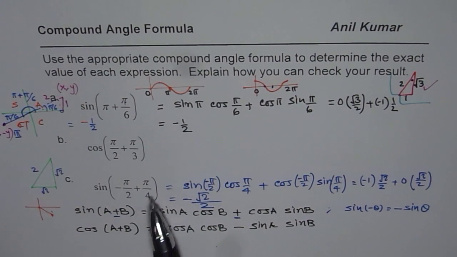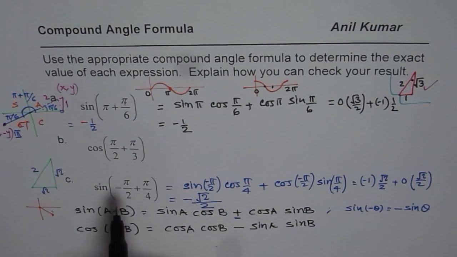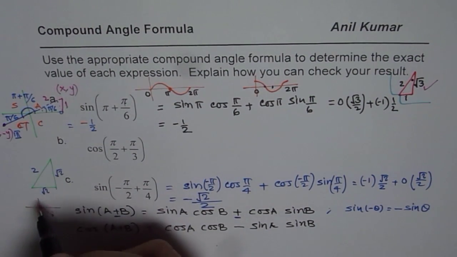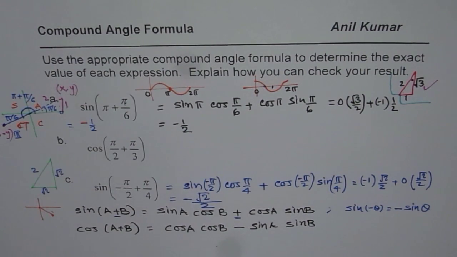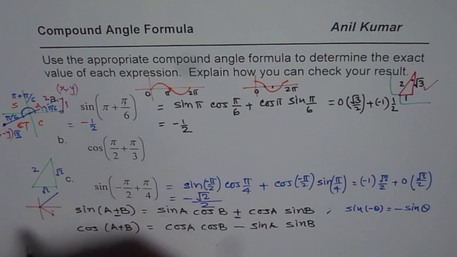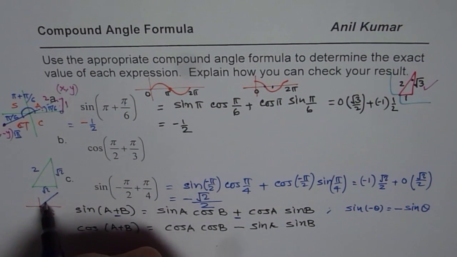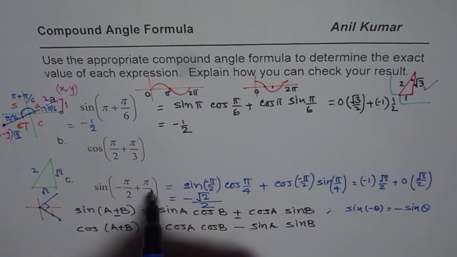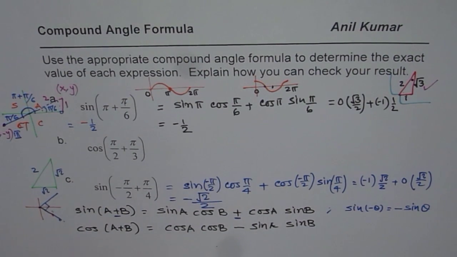Now, how can you check it? Check is very simple, just as we did here. You should say pi by 4 minus pi by 2. So, in your triangle, let me say pi by 4 is kind of here, right? That is pi by 4. And from here, you take away pi by 2. So, you land up here, correct? That is sine of minus pi by 2 plus pi by 4. Since you are in quadrant 4, sine is negative.